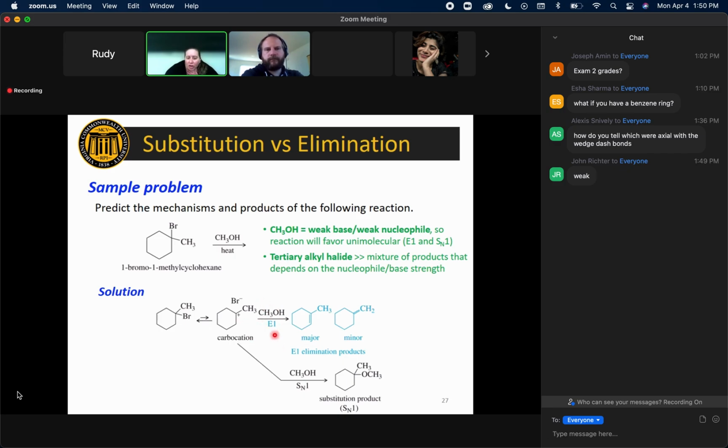Elimination is also occurring then because our methanol can act as a nucleophile or as a base. And when it's acting as a base, it can deprotonate on either of the neighboring carbons in the ring. And it turns out both of those positions will lead you to the double bond being in the ring. Or it can deprotonate out of the methyl group, which will lead you to the double bond being outside of the ring. And the major product is the one in the ring because that is the Zaitsev product.